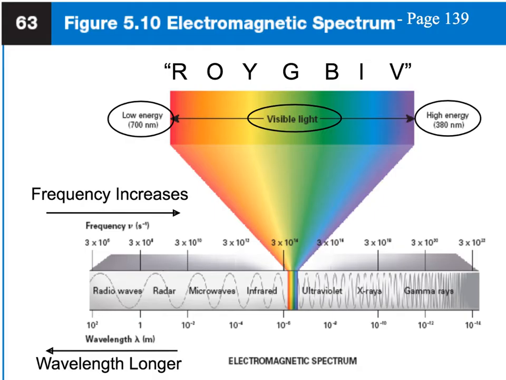Let me apologize by saying that this slide is going to take us a long time to talk about. There's a lot of really good information on here. First off, we said that light is part of the electromagnetic spectrum. You can see visible light down here, but it also has radio waves, radar, microwaves, infrared, ultraviolet, X-rays, and gamma rays. This is the electromagnetic spectrum, which visible light is part of.